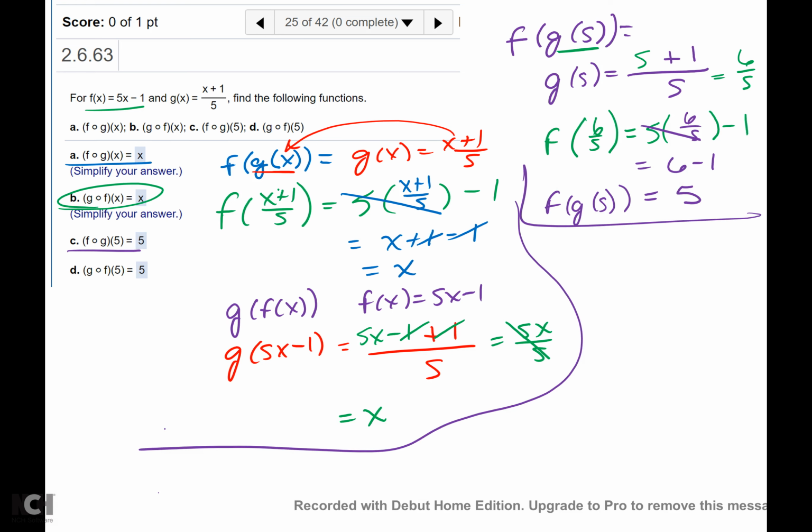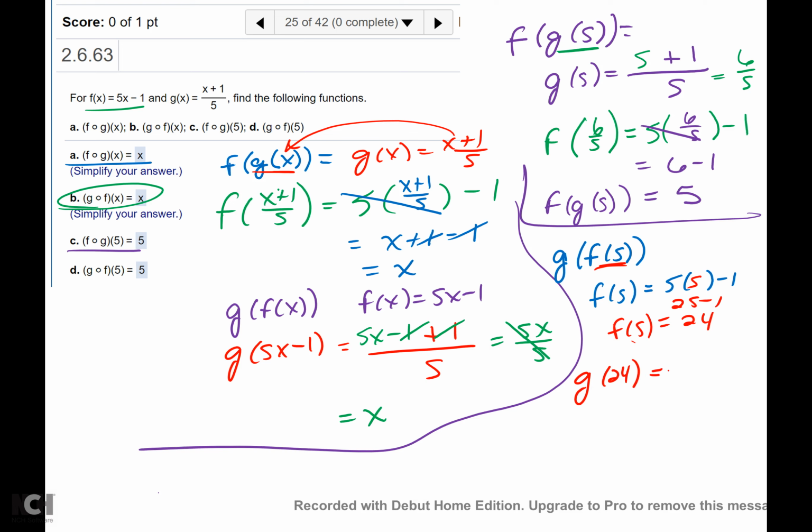And now let's find g of f of 5. Since they're inverses, they're the same thing, but let's do it. Alright, so if I do g of f of 5, I have to find f of 5 first, which means 5 times whatever I brought minus 1. I brought a 5, that's 25 minus 1 is 24. So since f of 5 equals 24, they want me to find g of 24. Which g says whatever you brought plus 1 over 5. I brought 24, plus 1 is 25, divided by 5 is 5. Okay?